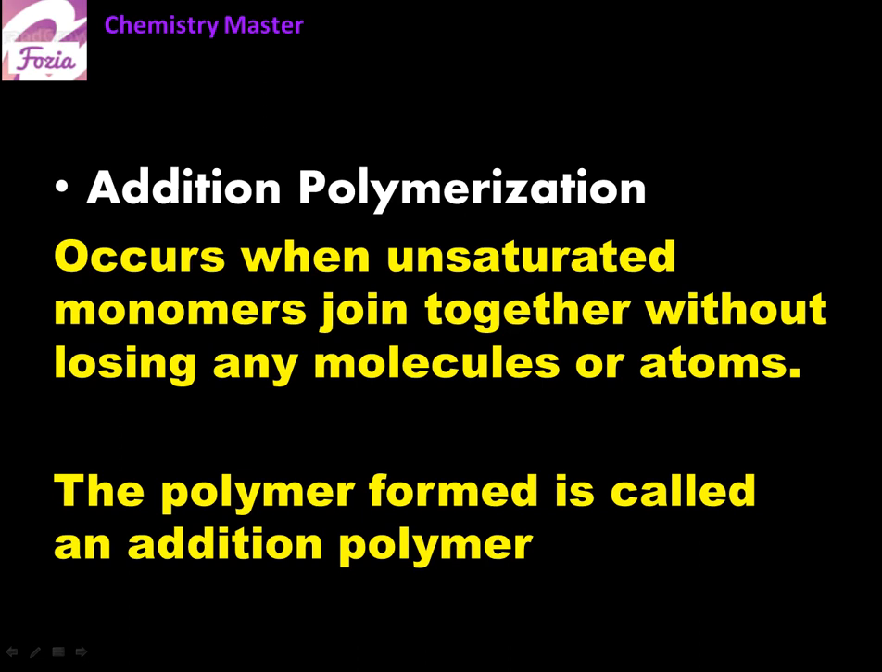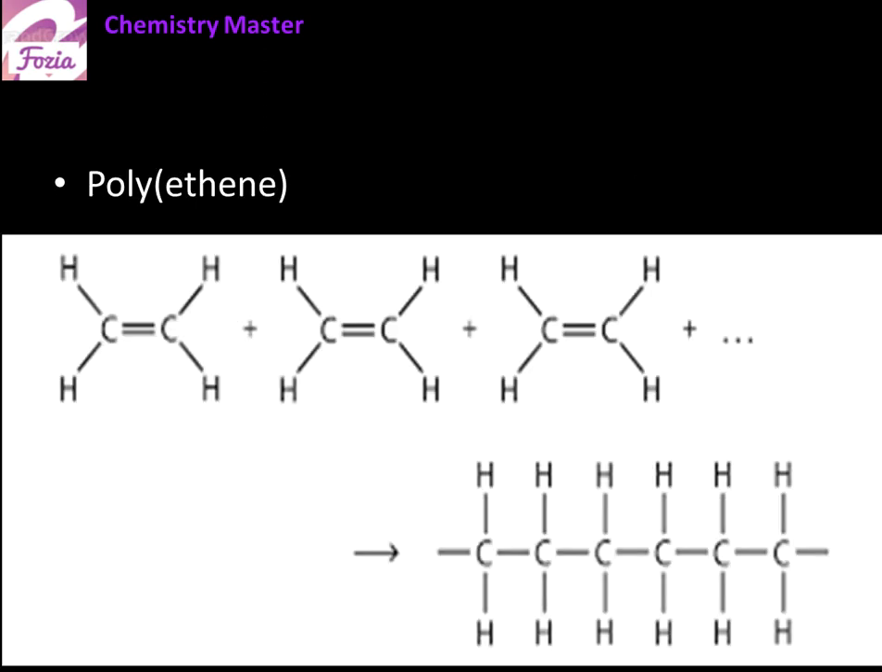Now the first type is addition polymerization. It is defined as when unsaturated monomers join together without losing any molecules or atoms, and the polymer which is formed in this case is called an addition polymer. Now these are simple words. We will apply every word on the example now. You see, this is the example of polyethylene.